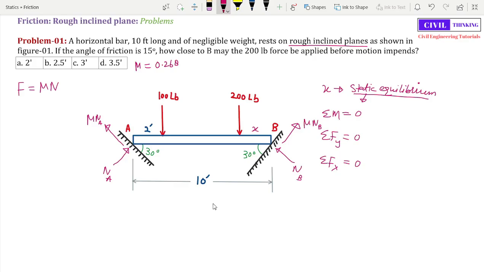Now, since this is 30 degrees, if you draw a line here, this is 30 degrees, it means this is also 30 degrees, right?